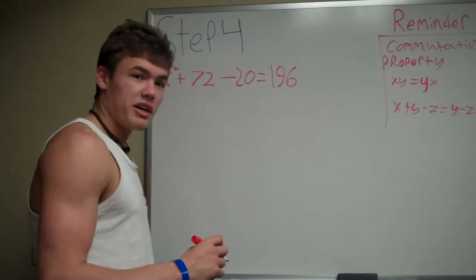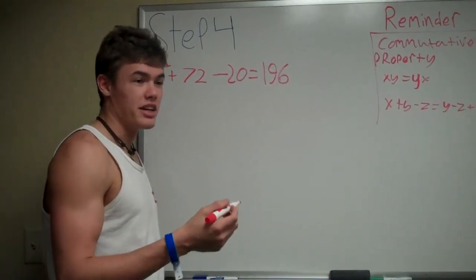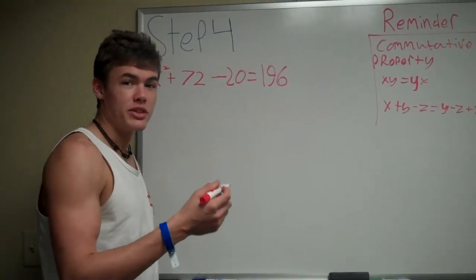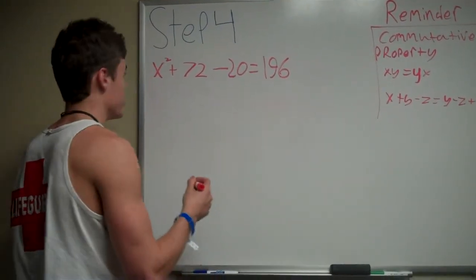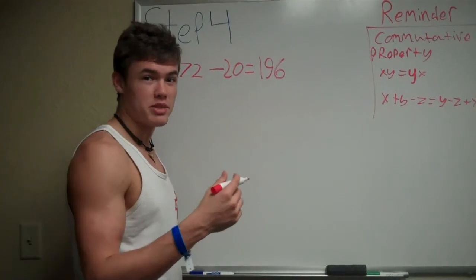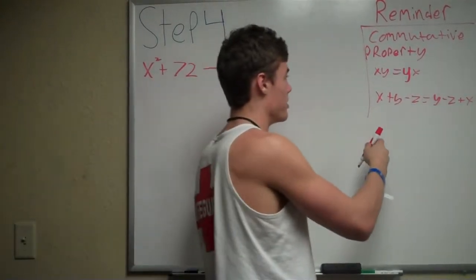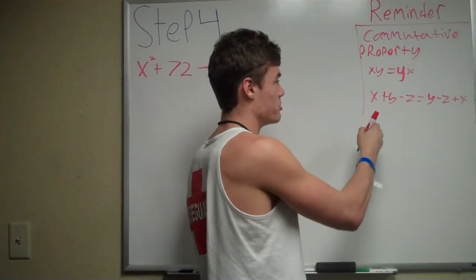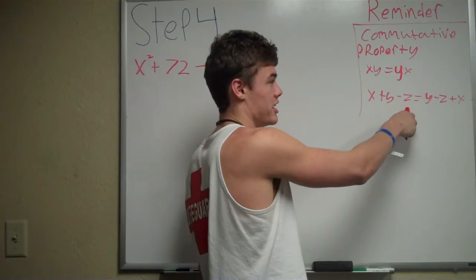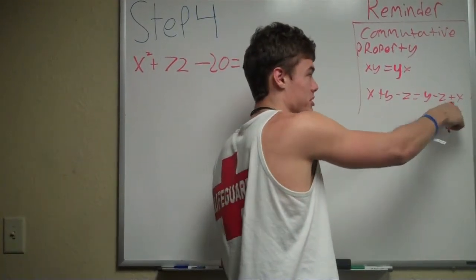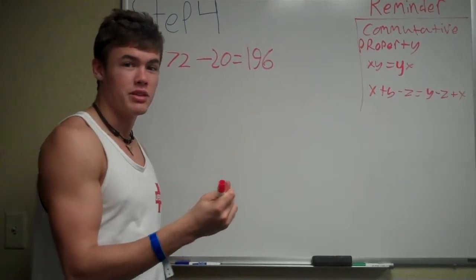Alright, next up we have addition and subtraction. They stand for the A and the S in "Please excuse my dear Aunt Sally." This is the last step. We can do both of these on the same step because of the commutative property yet again. An example would be x plus y minus z equals y minus z plus x. You can rearrange these in any order and they'll be the same.